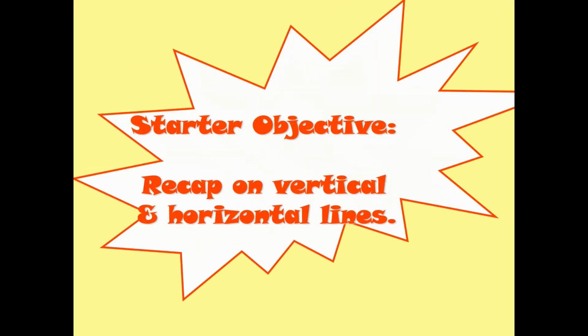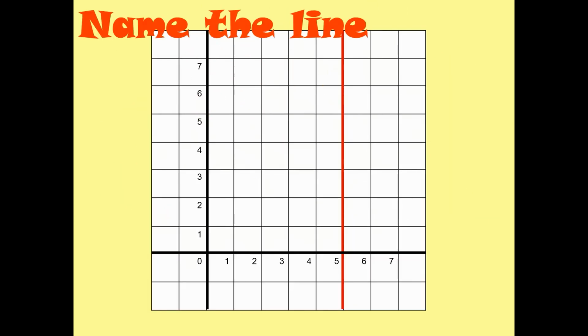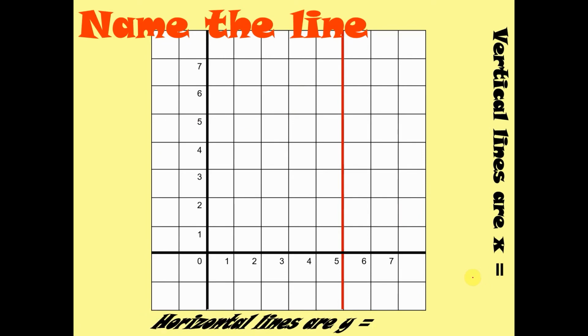But before covering reflections, let's do some revision on vertical and horizontal lines, those lines that we did in the topic of straight line graphs. So name the line. Remember that vertical lines are x is equal to something, while horizontal lines are y is equal to something. Of course, that something is a number. So either x is equal, for example, to 5, y is equal to 2, etc.